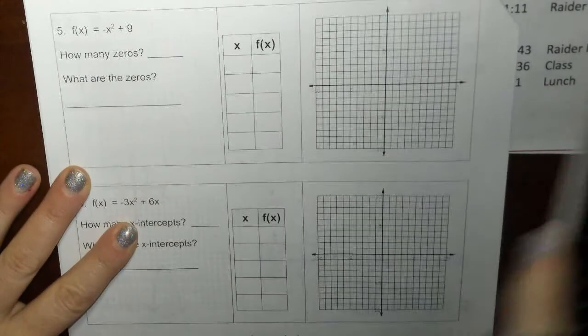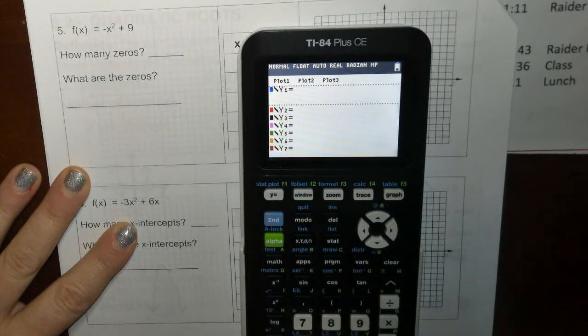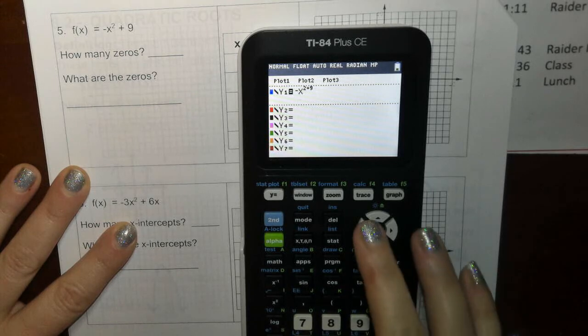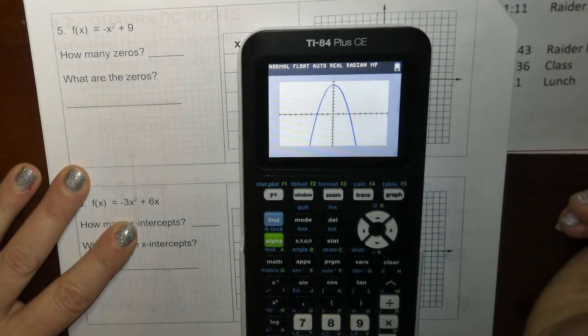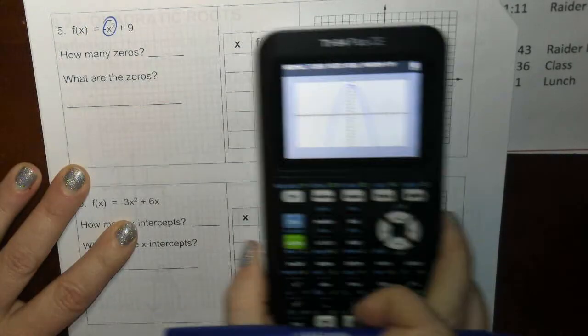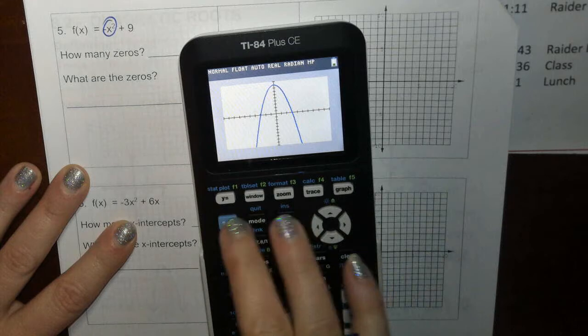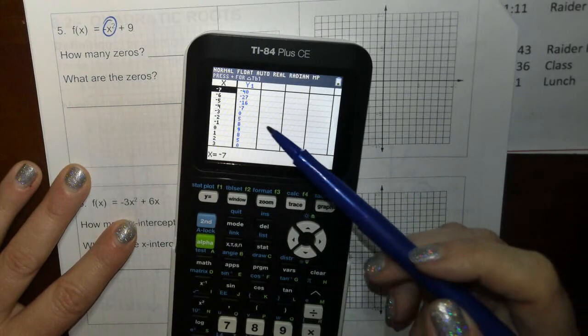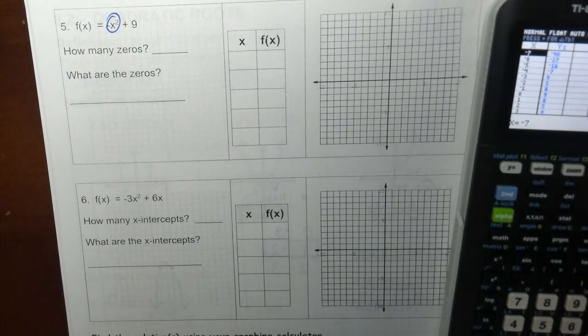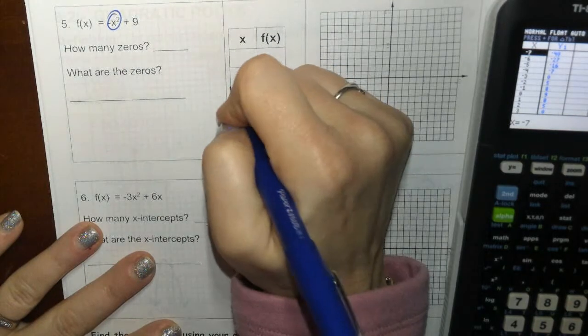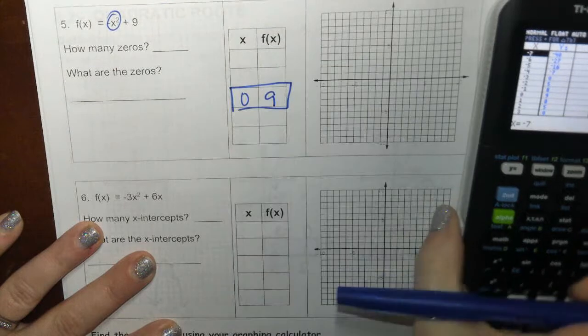Let's go ahead and go to the back. Let's do number 5 right quick. Negative x squared plus 9. You can see that one's a little bit different. It's going to be a negative, so it's going to go down because it's negative x squared. I'm going to go to my table, and I'm looking for one that does not repeat, and it looks like it's going to be 0, 9. That's going to be my vertex in the middle here, 0 and 9.